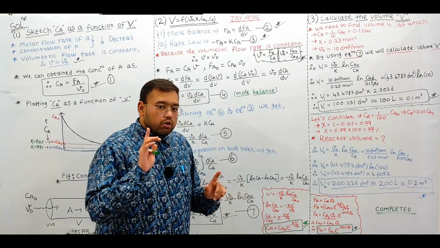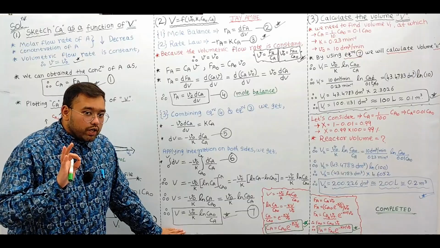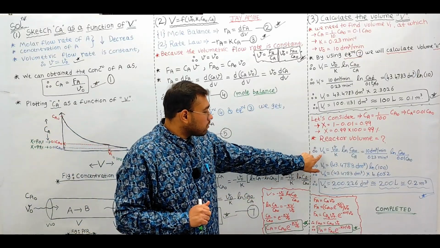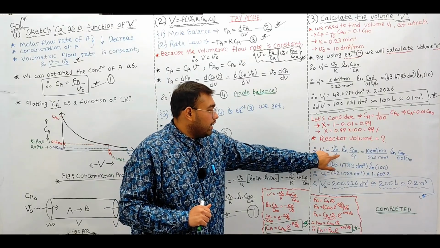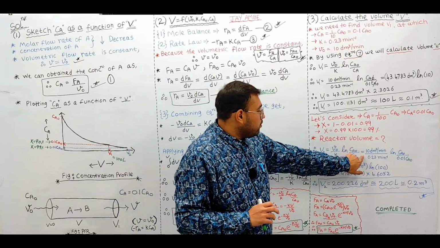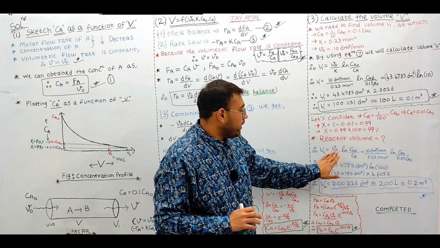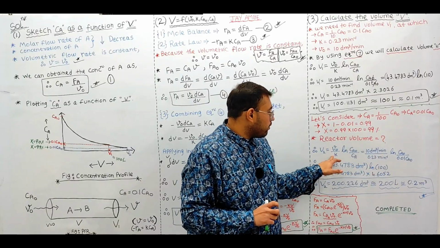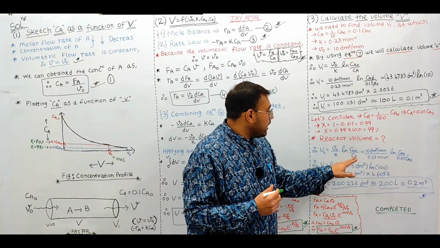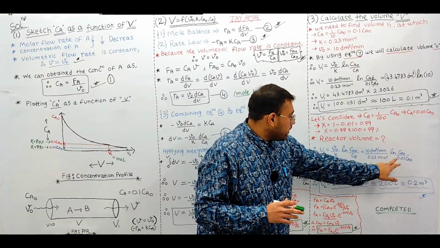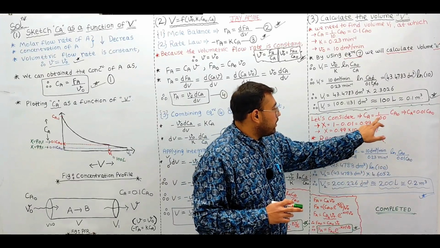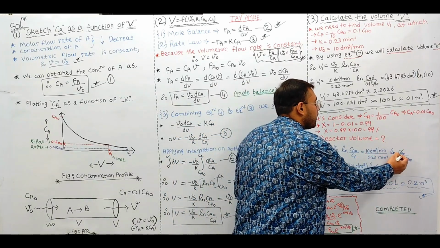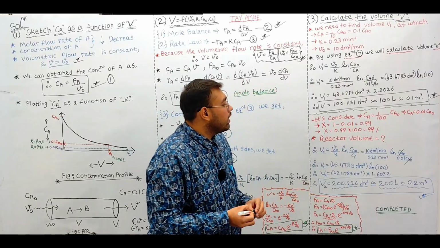So again, by using the same formula, we can calculate the volume. V2 is equal to nu naught by K ln Ca naught by Ca. So we can plug in all the values: V naught is 10 cubic decimeter per minute, K, the rate constant, is 0.23 minute inverse, ln Ca naught will remain as it is, and we'll put the value of Ca, which is 0.01 Ca naught.